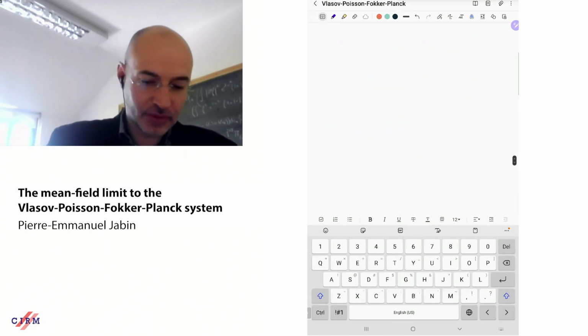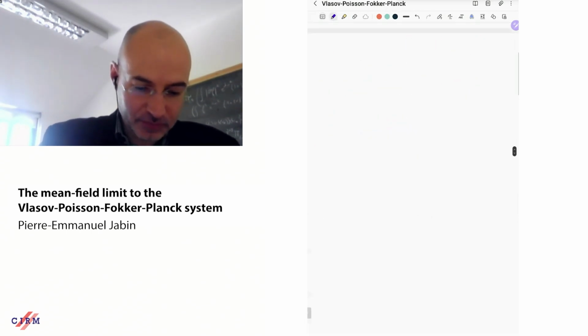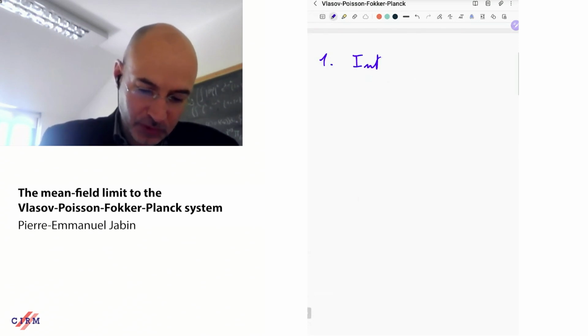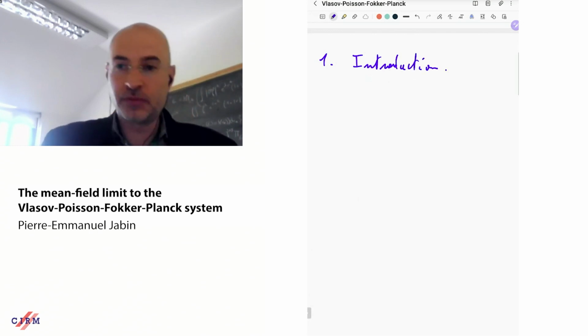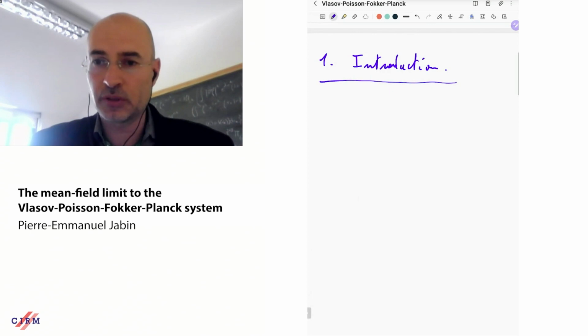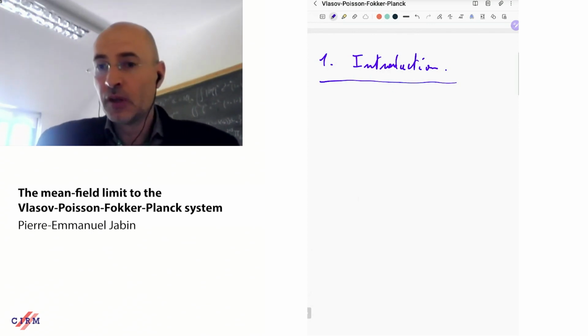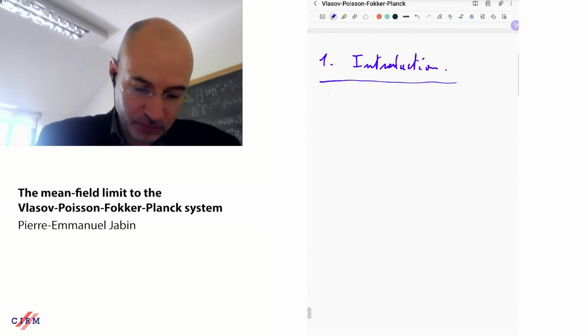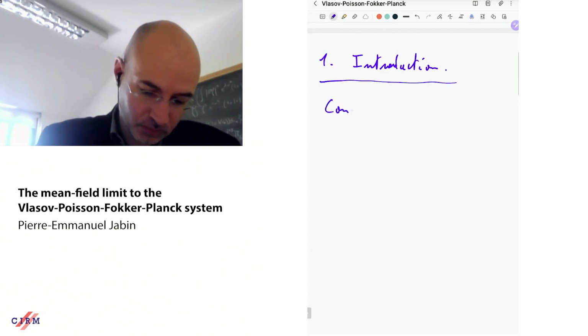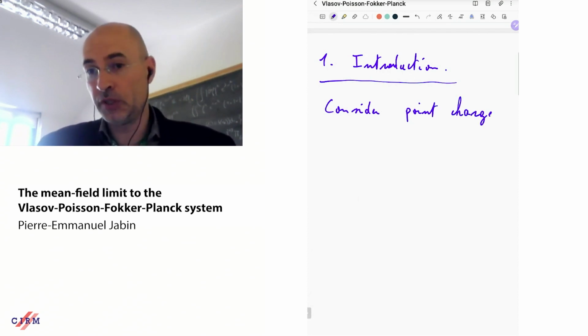All right. So to start with a relatively quick introduction, because I'm assuming that many of you are actually very familiar with the system and the questions behind that. So what are we trying to do? We are considering the dynamics of point charges, right? With Coulomb interaction.